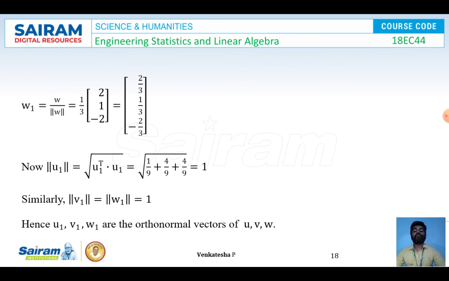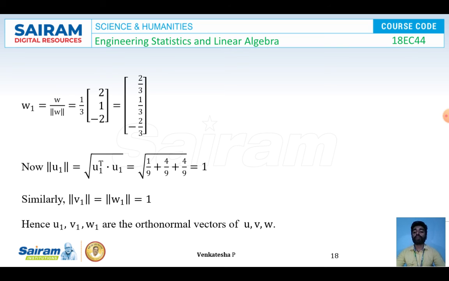Now I'm going to find w1. The formula to find w1 is w by norm w. It is given by 1 by 3 into 2, 1, minus 2. By multiplying both, we got 2 by 3, 1 by 3, minus 2 by 3. So once we get u1, v1, w1, now we have to check whether the norm of u1, norm of v1 and norm of w1 are equal to 1 or not. Because the norm of u1, v1, w1 must be equal to 1. Then only we can say that u1, v1, w1 are orthonormal sets.